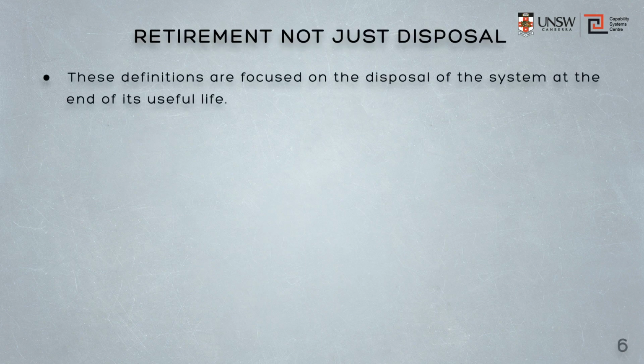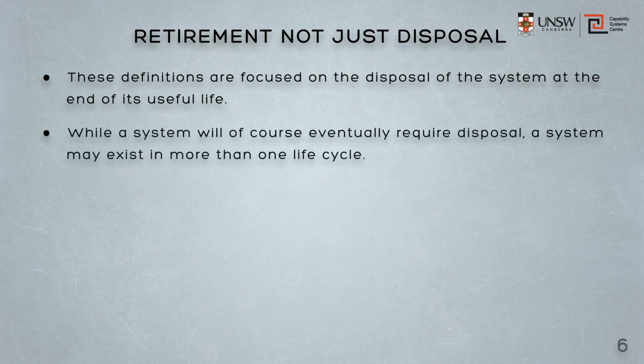Now, the language used in these definitions is focused on disposal, which coincides with the end of life, which coincides with the end of the life cycle. While the system will of course eventually require disposal, it's important to recognise that a system may exist in more than one life cycle, and therefore a system at the end of its current life cycle doesn't necessarily have to be at the end of its current life, and therefore be disposed.